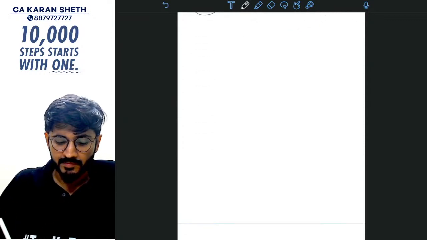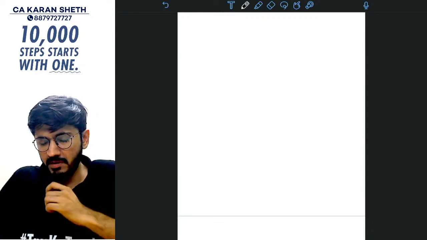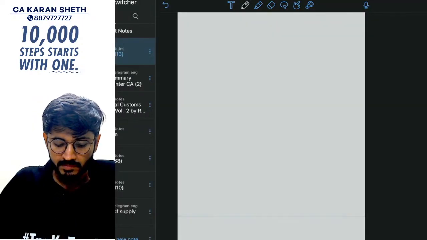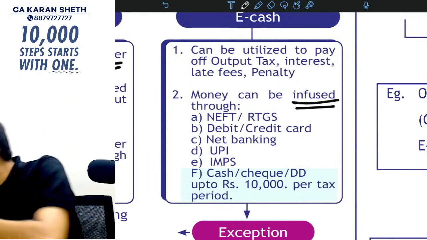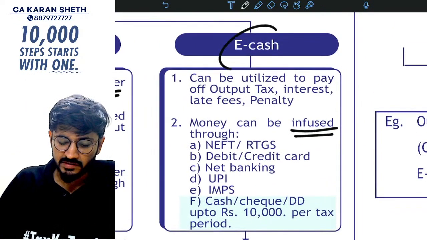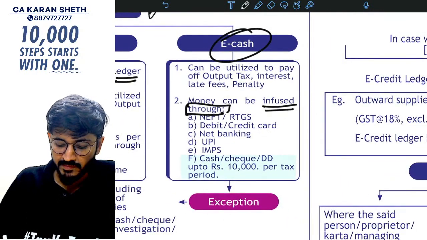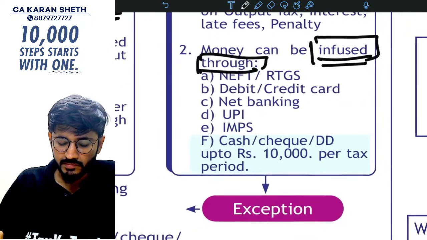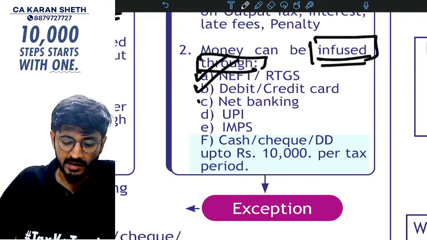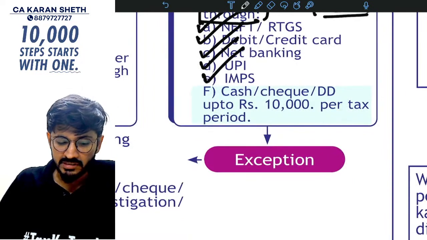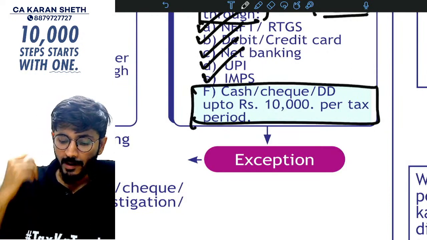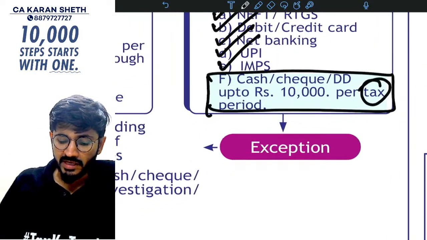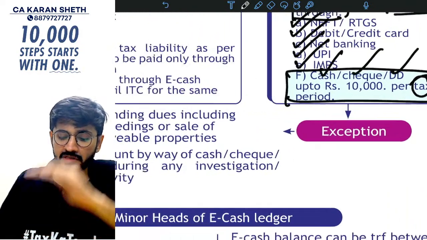Now how will you infuse the money in the e-cash ledger, my dear friend? NEFT, RTGS, debit card, credit card, net banking, UPI, IMPS. But just understand the last one: cash, DD, check, up to 10,000 per tax period. So in case you are paying in any of these, only 10,000 is allowed.